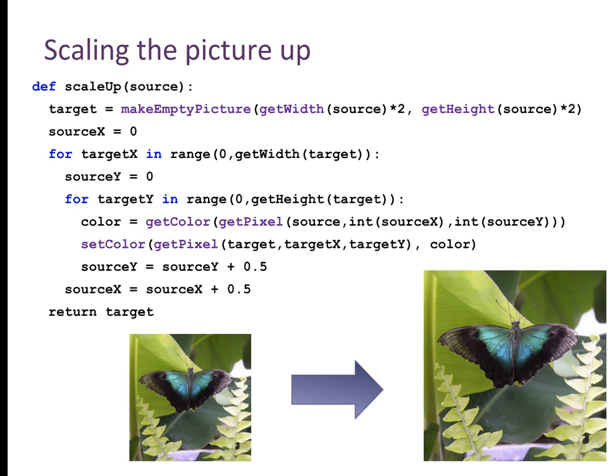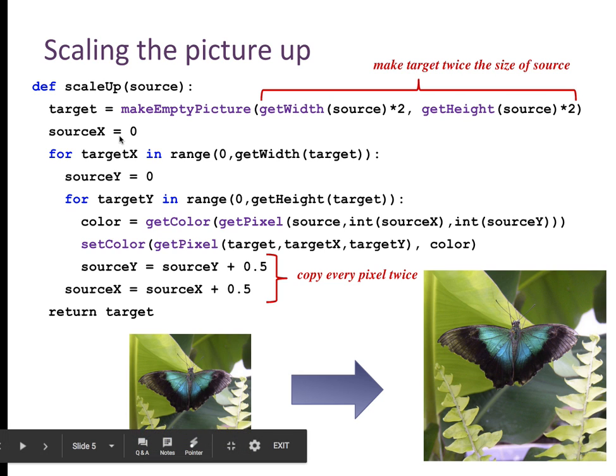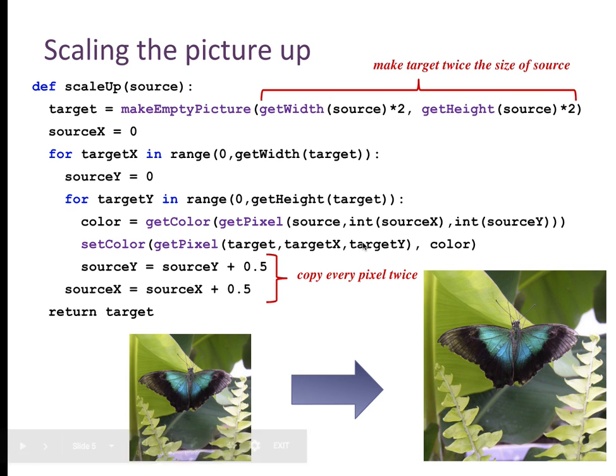Here's the scale up function, which is doubling, creating an image that is double the width and double the height of the original. You see that we're making an empty picture that's get width times 2 and get height times 2. And then again, we just have our loop. Source X starts at 0 and source Y at 0 and so forth, but we're copying every pixel twice by incrementing by 0.5. So our source X and source Y go 0, 0.5, 1, 1.5, 2, 2.5.